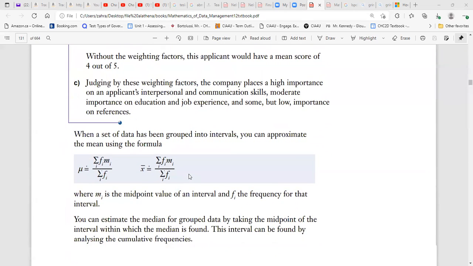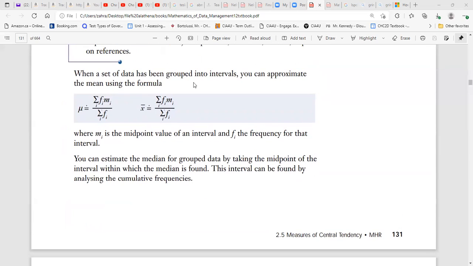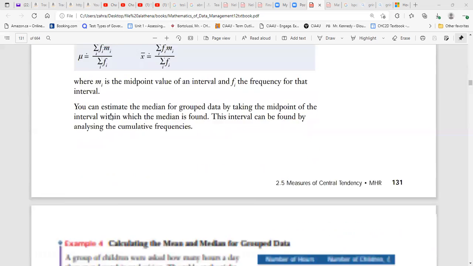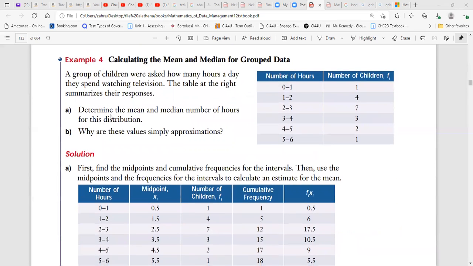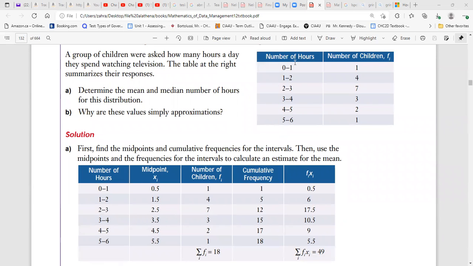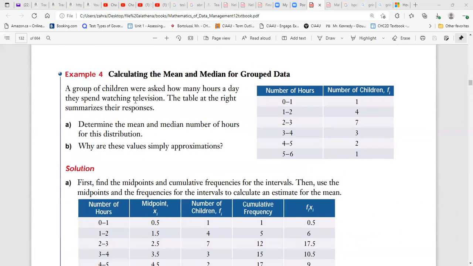So here, when the data has grouped intervals, you approximate the mean using this formula. F is the frequency of the data, M is your data value. Multiply them, divided by the sum of the frequencies. Let's do an example. A group of children were asked how many hours a day they spend watching television. The table summarizes the responses. From 0 to 1, 1 child. From 1 to 2, 4, and 2 to 3, 7, and so on.